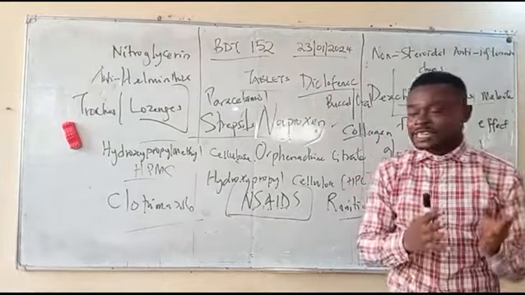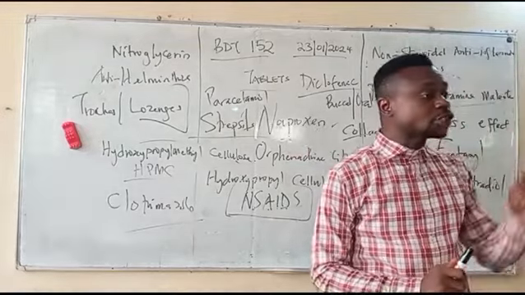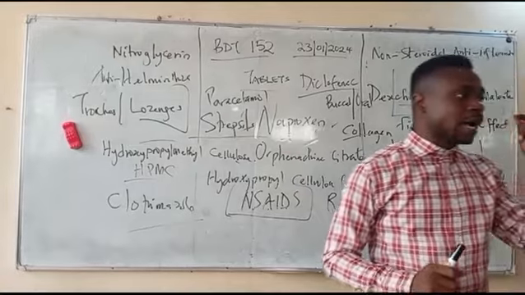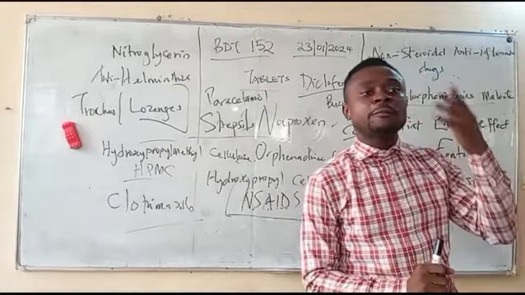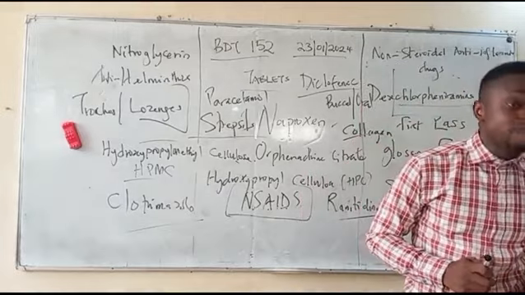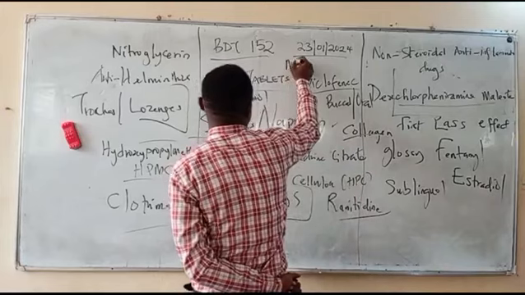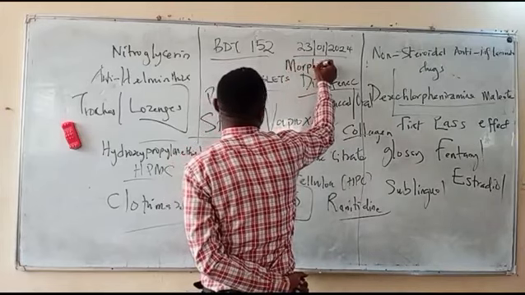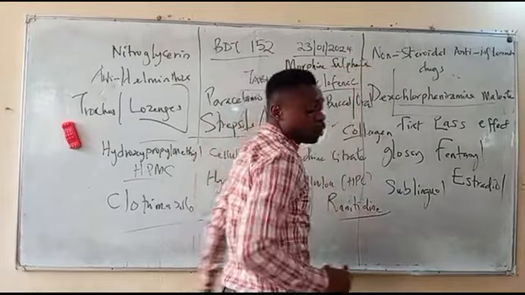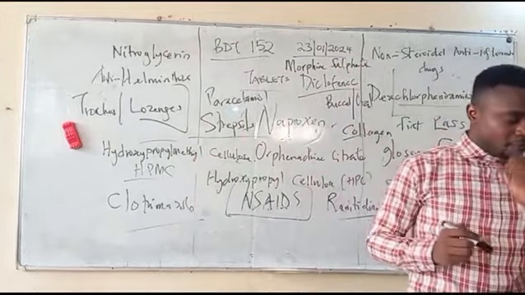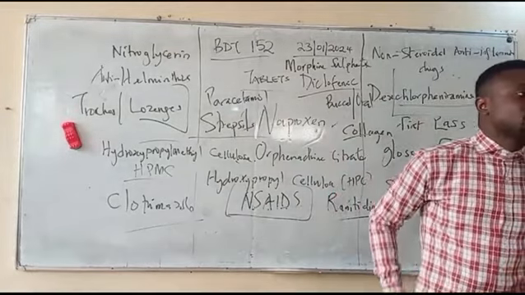So that's what I mean by naproxen sodium. It can be used as a dispensing tablet. An example of a hypodermic tablet is morphine sulfate. Morphine sulfate. Example of what? Hypodermic, okay? Morphine sulfate.